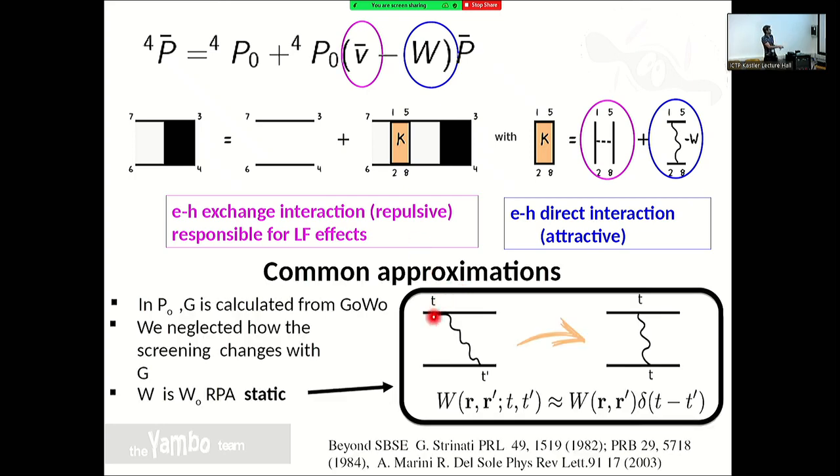So we said that we statically screen W. So W in general is a quantity which depends on two times, and instead we take this approximation, which means omega equals 0. And then in the, let's say, Feynman diagrams representation, it means that you have the same time between the two ends of the electron interaction.